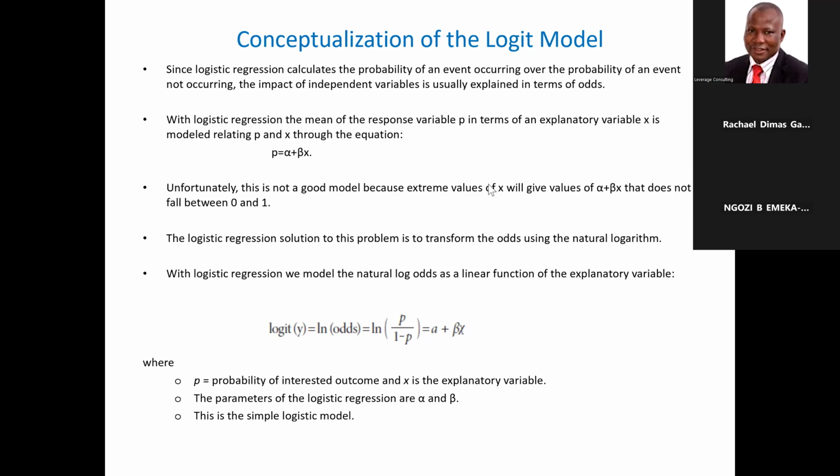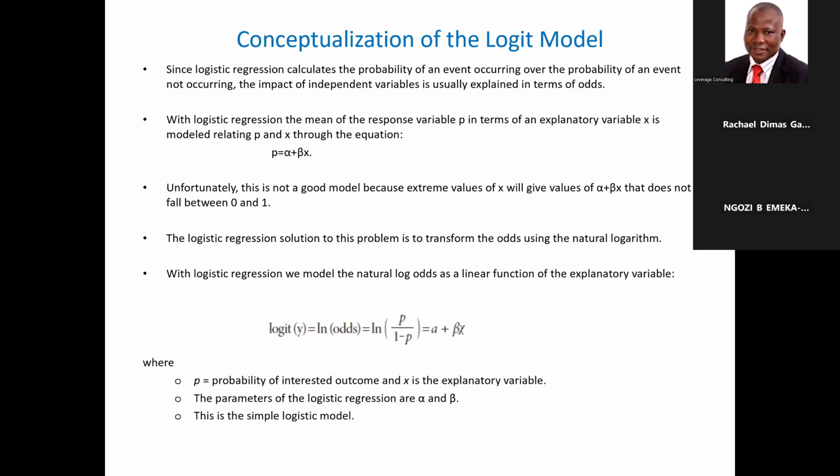Unfortunately, this is not a good model because extreme values of x will give a value of a plus bx that does not fall between 0 and 1. It just starts to tell you why we have to change to odds. So the logistic regression solution to this problem is to transform the odds using the natural logarithm.